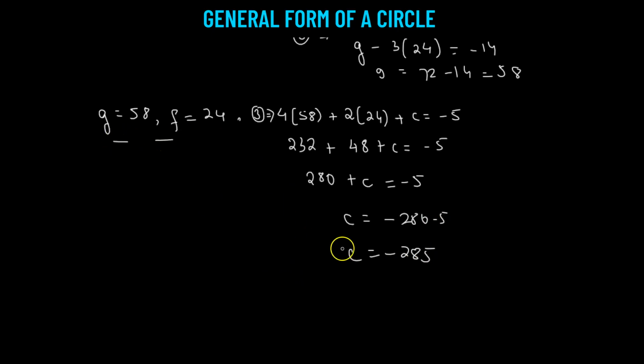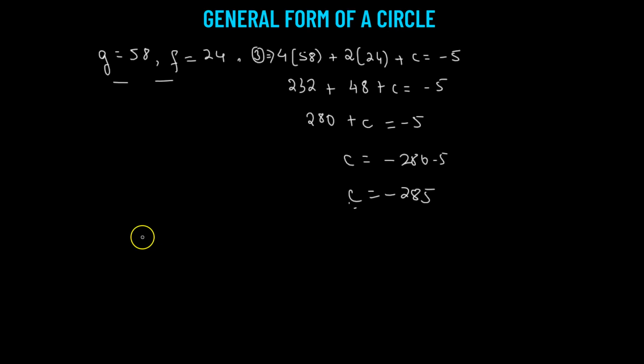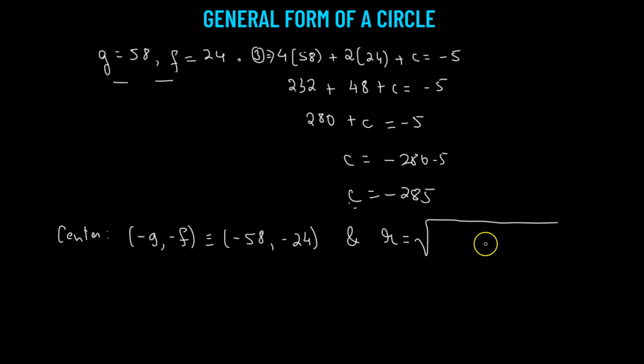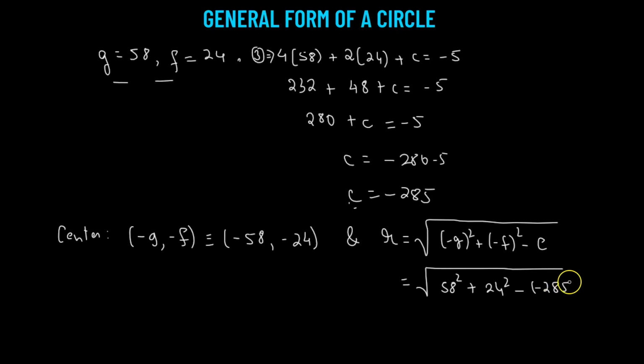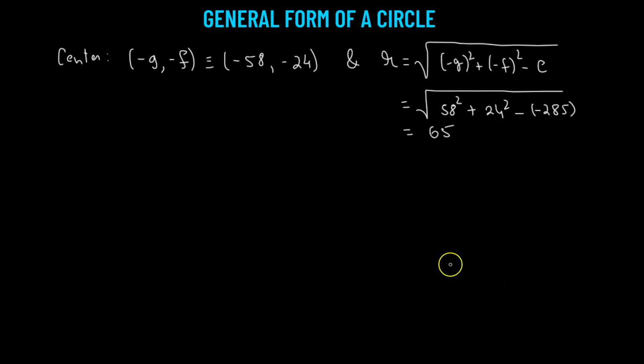Now we have g, f as well as c. We can define the center of a circle. So our center is going to be the coordinate negative g comma negative f. So that corresponds to negative 58 comma negative 24. And we also have to find out the radius. So our radius is given by the square root of negative g squared plus negative f squared minus c. So that will be the square root of negative 58 squared, or simply 58 squared, plus 24 squared, minus of negative 285. Now this comes out to be equal to 65.